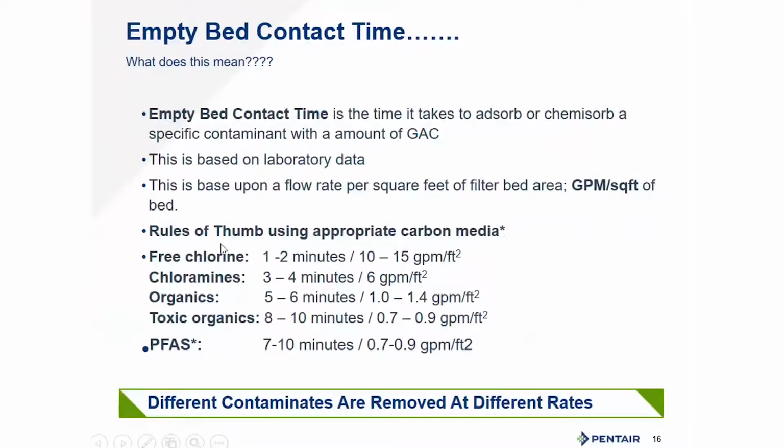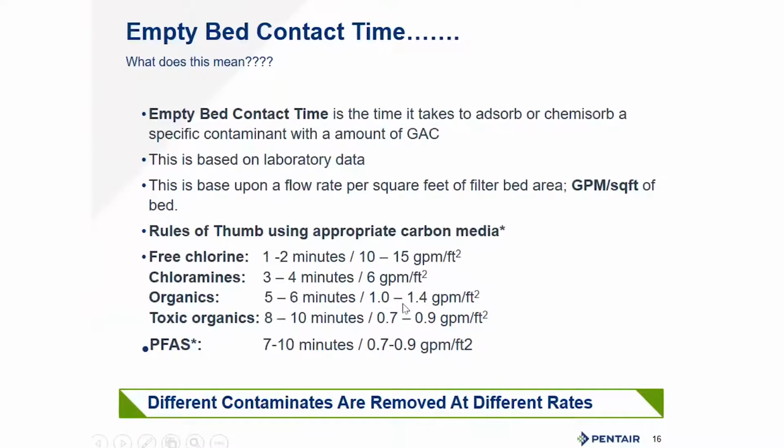Okay, so here are some rules of thumb for an appropriate carbon media. For free chlorine, it's 1 to 2 minutes. These are very conservative numbers, by the way, guys. This is in reality 30 seconds to 45 seconds at 10 to 15 GPM per foot squared. Chloramine, more than double the contact time at half the flow rate. This begins to tell you how hard it is to remove different things just by looking at the empty bed contact time.